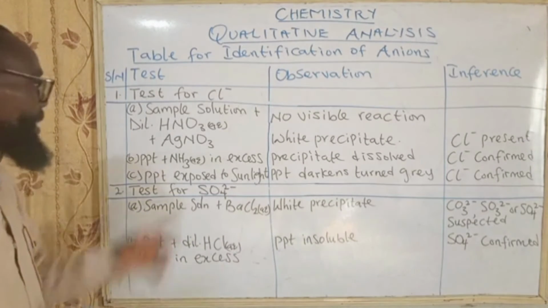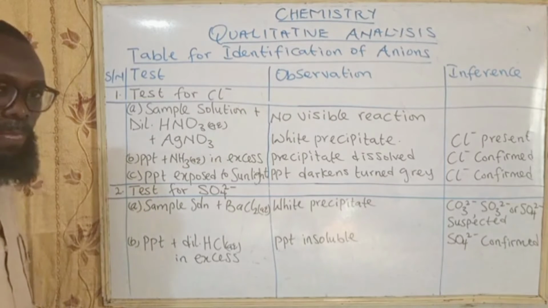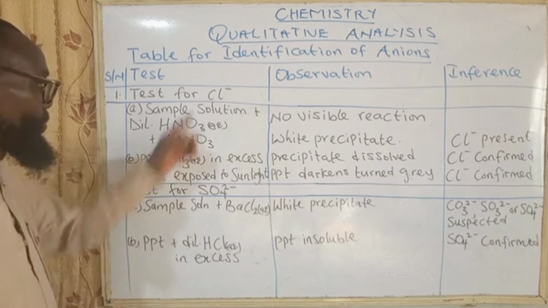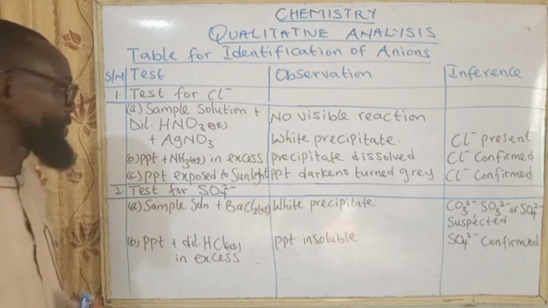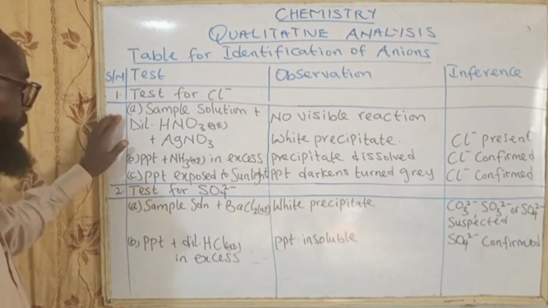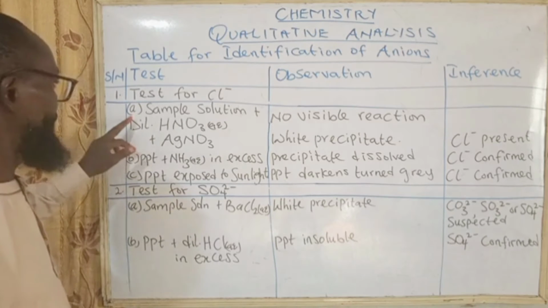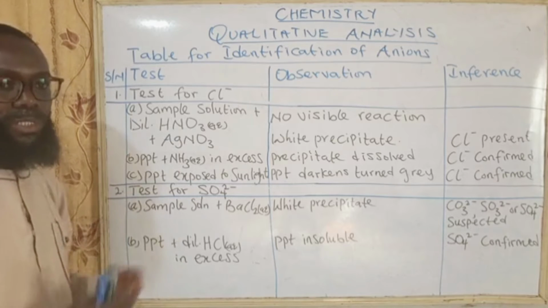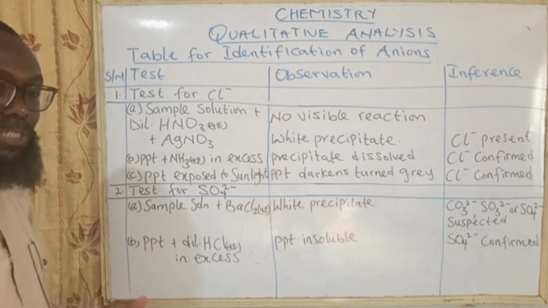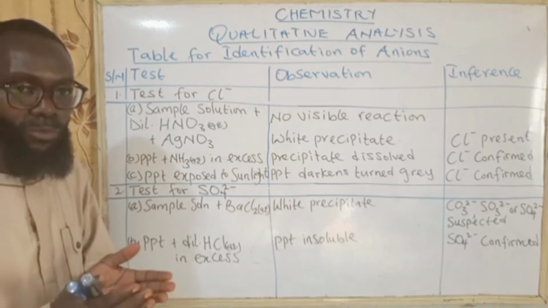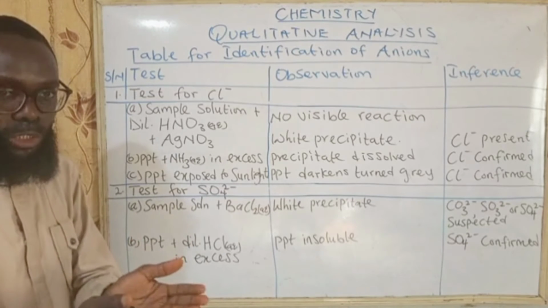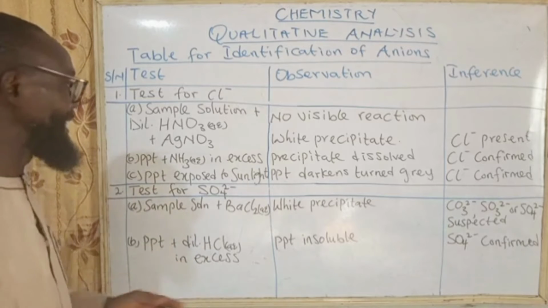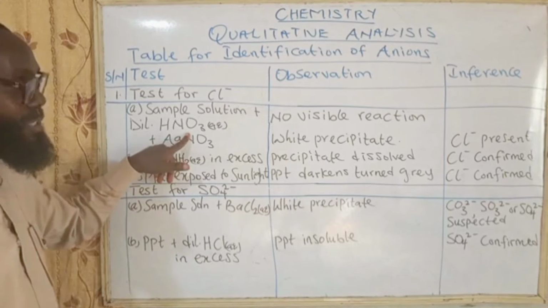Number one, test for chloride ion. Chloride is when chlorine gains one electron, from Cl raised to power minus. The first one is to test for chloride. A, sample solution plus dilute HNO3. Solution means that water has been used to dissolve the solid sample, so the resulting one is what we call solution. Now that solution was taken, then dilute HNO3 was added to it.